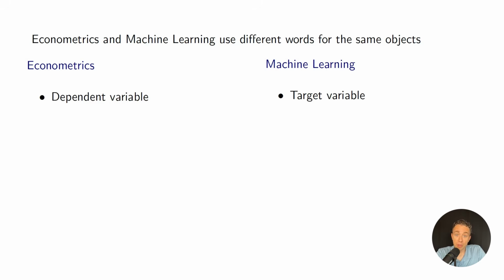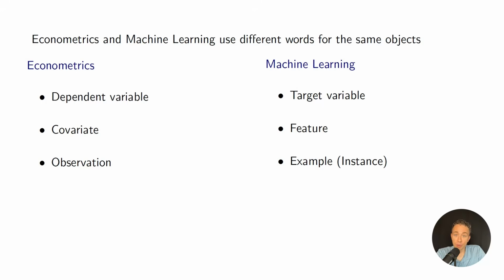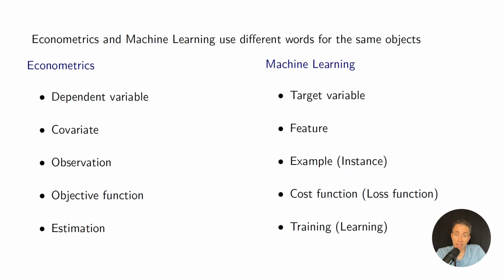So the y variable, the dependent variable as we call it in econometrics, is referred to as the target variable in machine learning. A covariate or an independent variable is referred to as a feature in machine learning. An observation or a row of data is called an example or an instance in machine learning. What we call the objective function in econometrics is referred to as the cost function or the loss function in machine learning. And what we call estimation in econometrics is referred to as training or learning in machine learning.